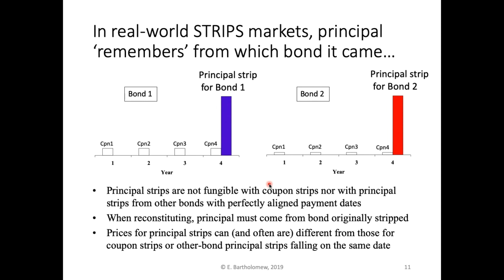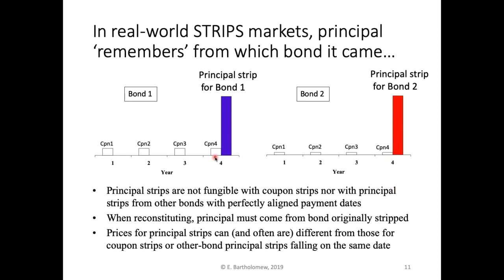bond, that will have a separate security serial number, and it has to be the principal strip of the reconstituted bond. So that means the principal strip from bond 1 will not be a substitute for the principal strip for bond 2, even if they are occurring on exactly the same day. And similarly, these principal strips are not substitutes for coupon strips due on exactly the same date. So this means that these will not be fungible.